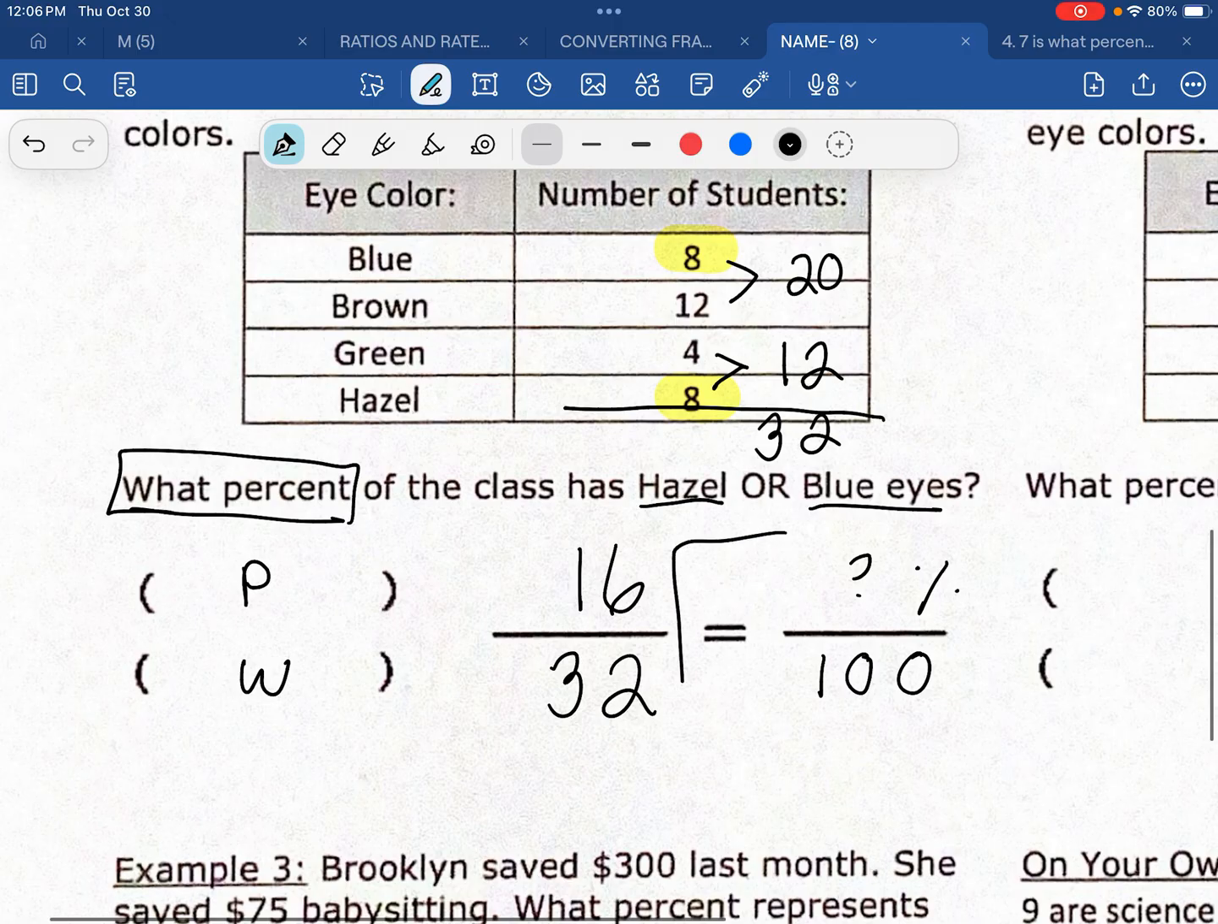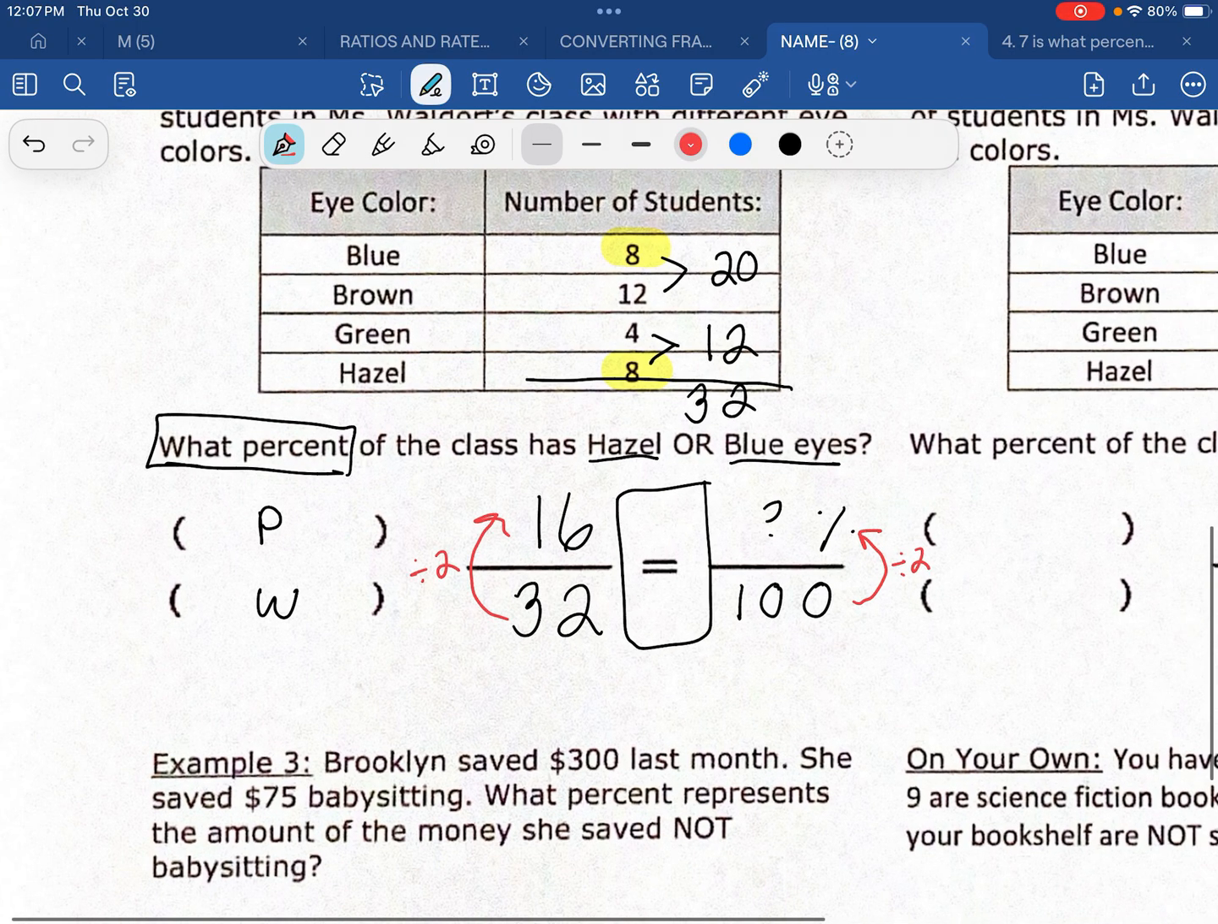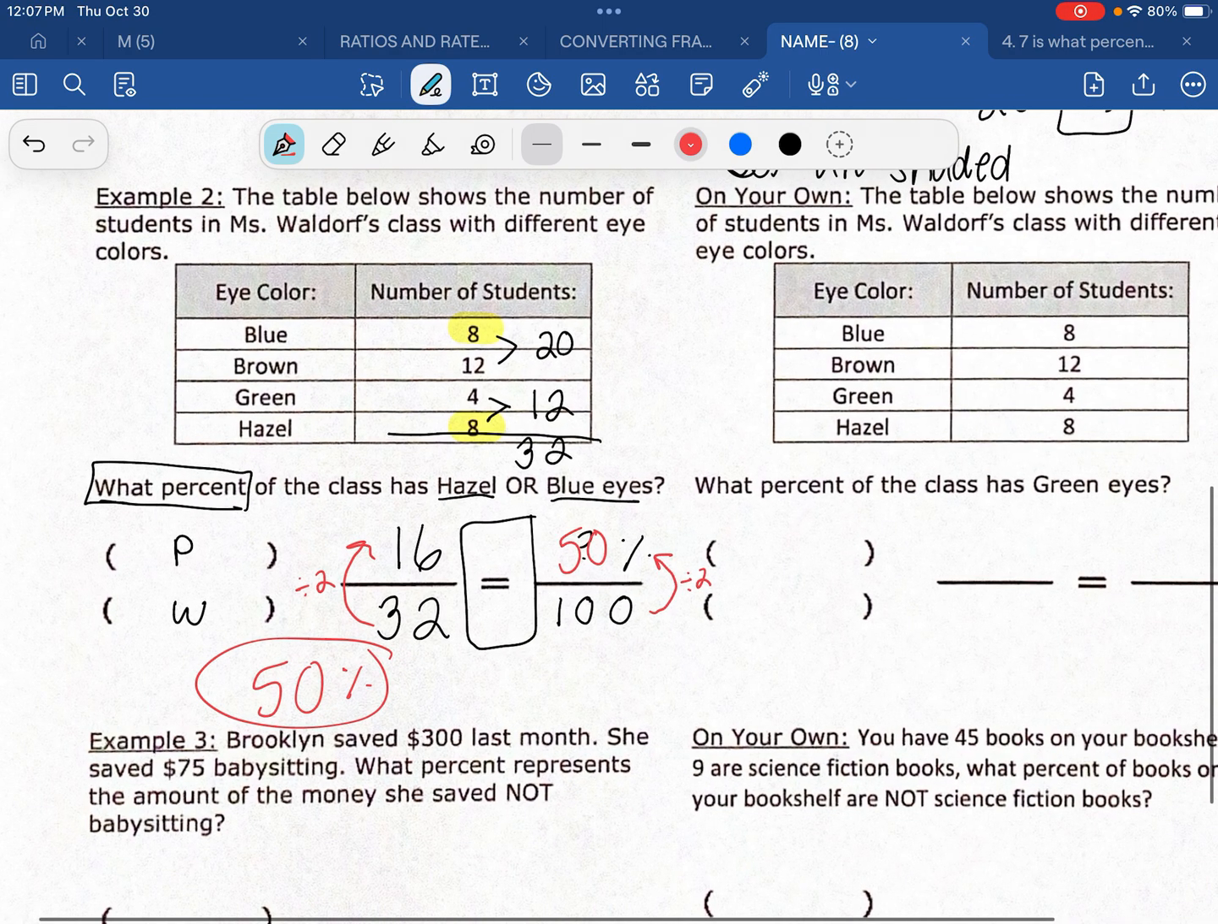Okay, on this one, if I look across, I don't know 32 times what gives me 100. So instead, I can look up and down. In this case, my question mark is up. 32 divided by 2 is 16. And 100 divided by 2 is 50. So half of the class has hazel or blue eyes.